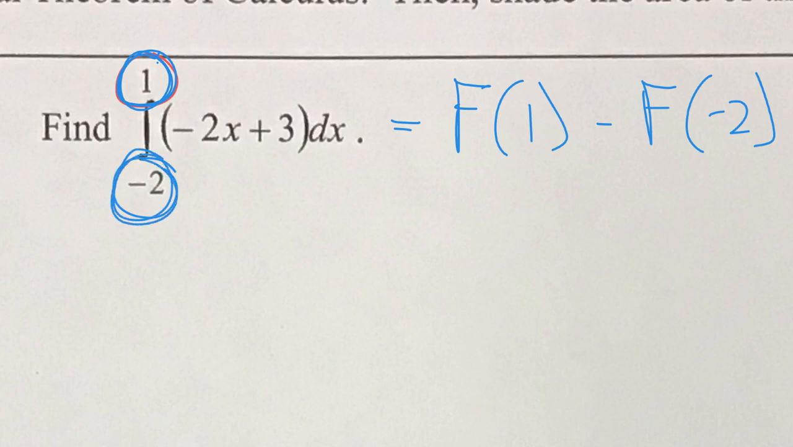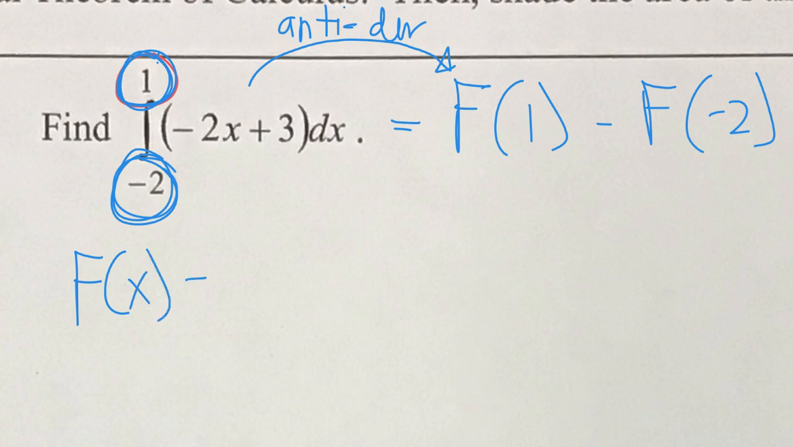So capital F is the integral of -2x plus 3, right? The antiderivative of -2x plus 3, evaluated at 1, and the antiderivative evaluated at -2. Okay, so what is capital F? What is the antiderivative of -2x plus 3?